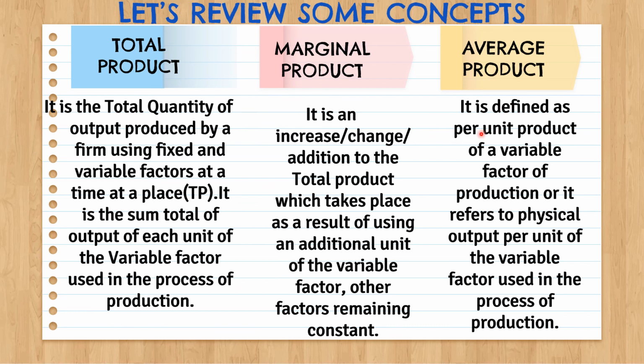Moving on to the third concept, average product. It is defined as per unit product of a variable factor of production. So the keyword here is per unit. So when we come across a concept wherein average is mentioned, then you will have the word per unit. So it is a per unit product of the variable factor.